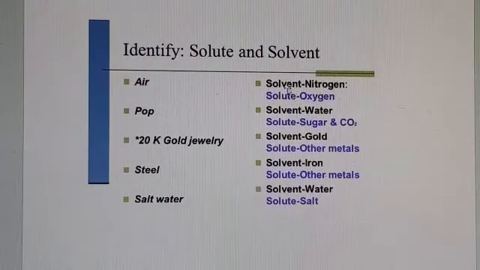Air. Solvent is nitrogen, solute is oxygen. Pop. Solvent is water, solute is sugar and carbon dioxide. And gold. Solvent is gold and solute other metals. Steel. Solvent iron, solute other metals. Salt water. Solvent water and solute salt. Hope you are very clear.